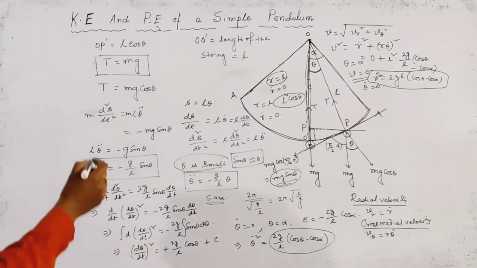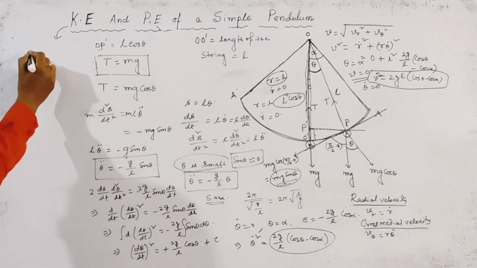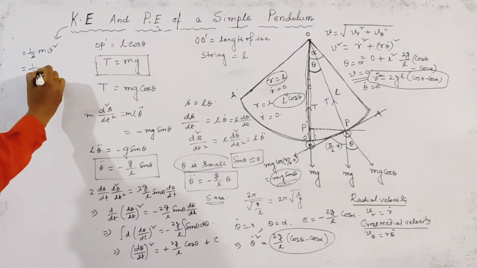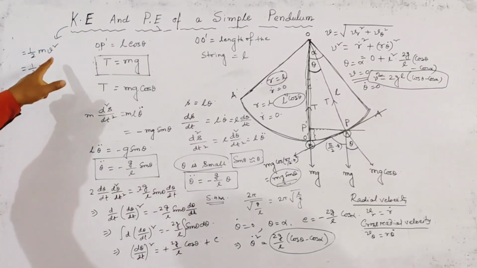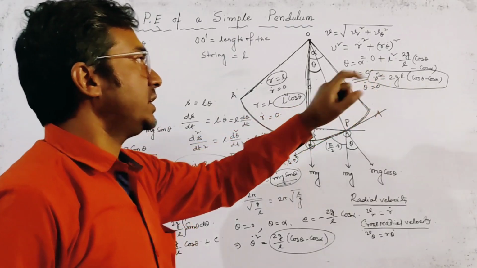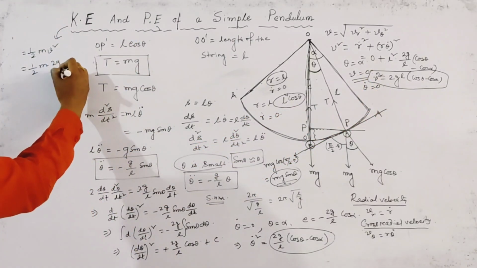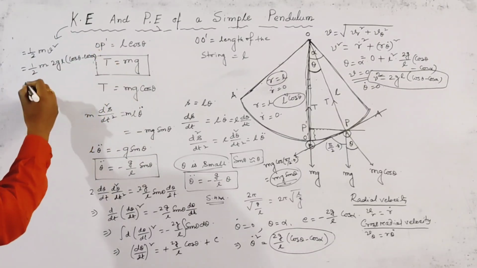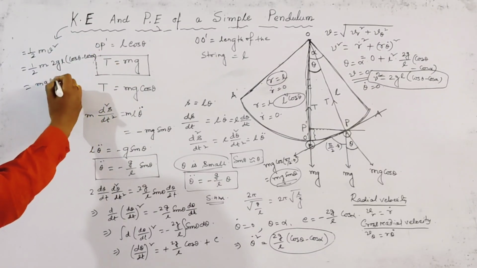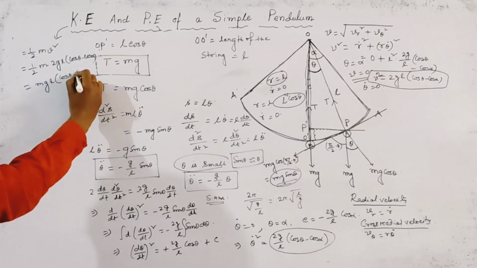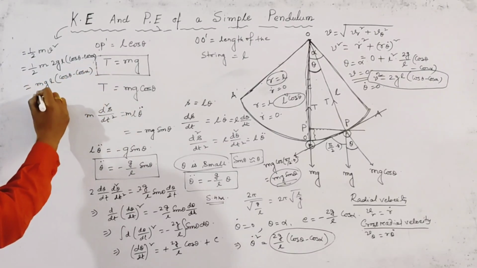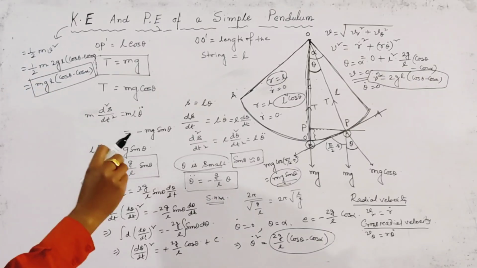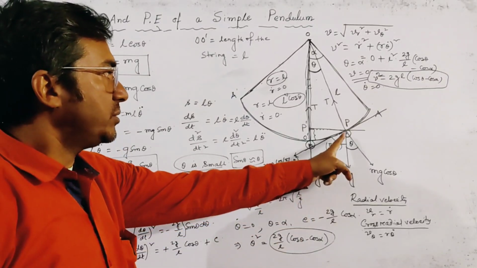Now we know that the expression of kinetic energy is given by half m v square, which is half into m into the velocity v square. From this result we get 2gL into cos theta minus cos alpha, so mgL into cos theta minus cos alpha. This is the expression of kinetic energy of the simple pendulum at any point P.